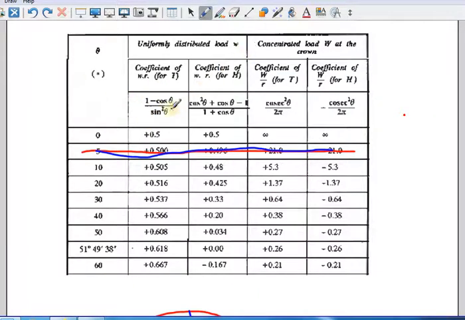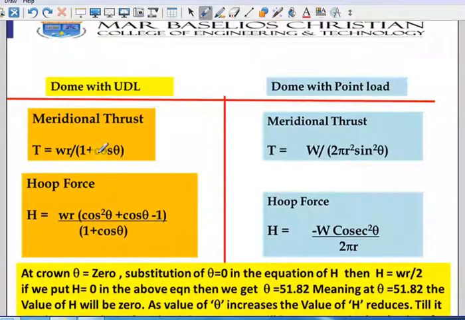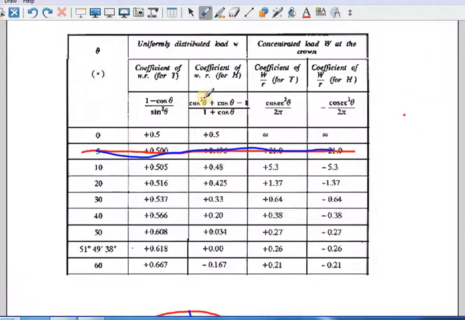All right. So this coefficients we will find it out. 1 by 1 plus cos theta. In this case, W and R we will forget. We will, and cos square theta plus cos theta minus 1 divided by 1 plus cos square theta, 1 plus cos theta, that this one we will find it out here. See, as you can see here, this values, this coefficients we will find out, especially for T also at the same time, for H also. This is for T, this is for H. In this case it is concentrated load is coming there, we will do it separately. Okay, then after this, which is the maximum, we will find it out.